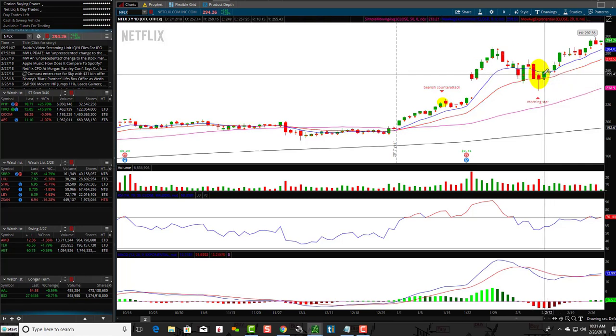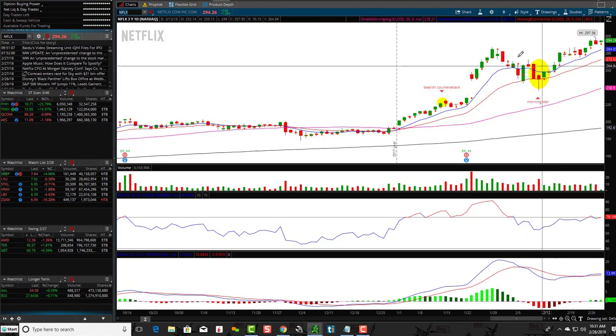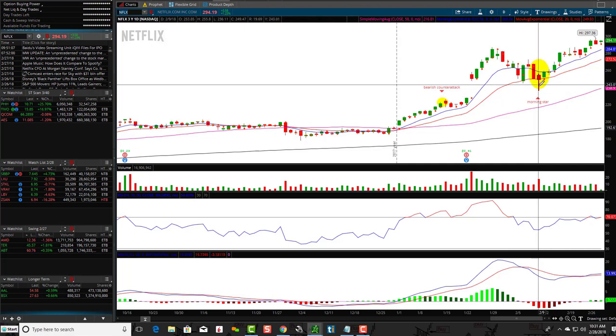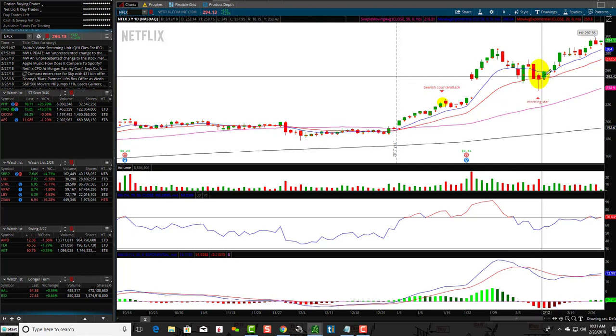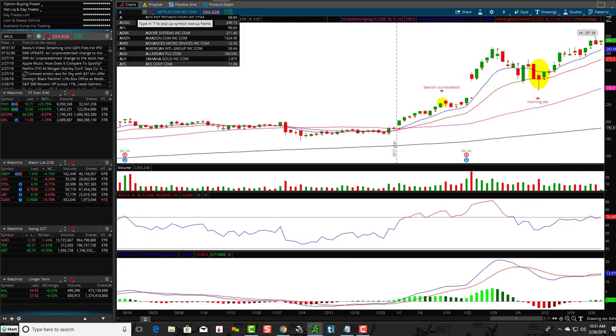Again, it's not always going to perfectly happen all the time. Sometimes it'll break down further, but as you can see, falling, kind of stopped here. Bulls came back in right here, kind of a hammer pattern, reversed and went up. All right, let's look at a bunch more.